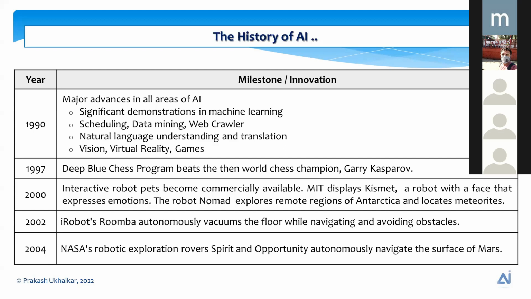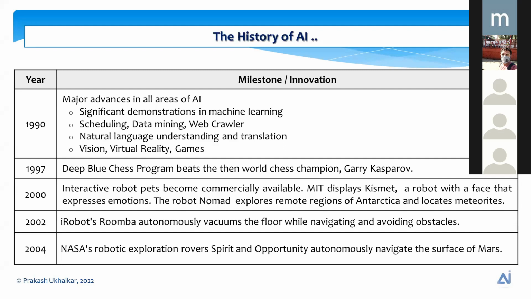In 97. In 2000, interactive robot pets became commercially available. Then MIT displayed Kismet, a robot with a face that expresses emotions. And then the robot Nomad explored remote regions of Antarctica and located meteorites. In 2002, iRobot's Roomba autonomously vacuumed the floor while navigating and avoiding obstacles. That is the thing I was mentioning, that you have a home robot and you want it to perform certain tasks, get a glass of water, or just go and clean the room. So like that, the foundation was laid out in 2002.